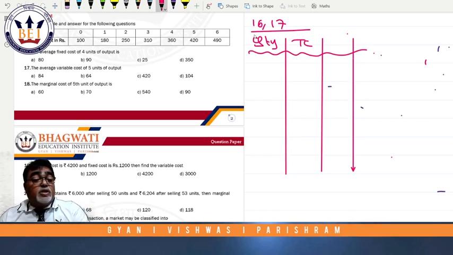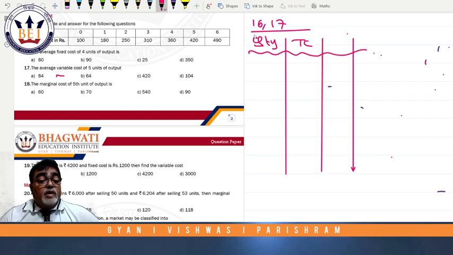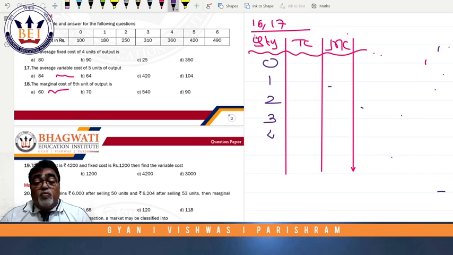Look at this question given. They asked AFC, they asked AVC, they asked MC. So it is my suggestion, always when this type of mathematical tabular question is given, we'll complete the table first. Acha, what is there? 0, 1, 2, 3, 4, 5, 6.